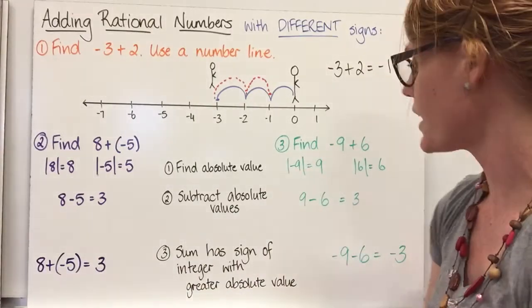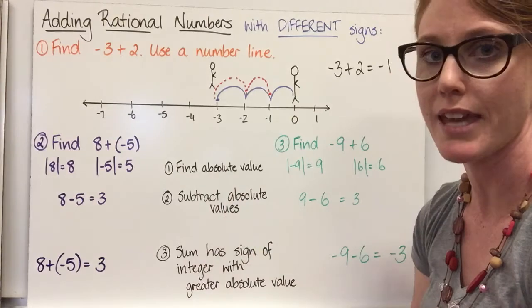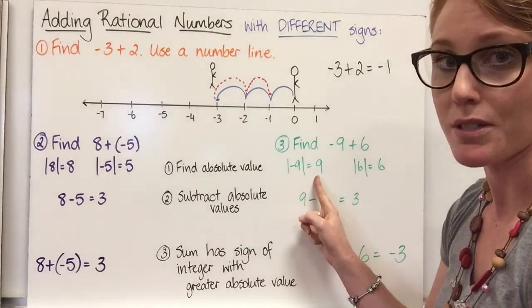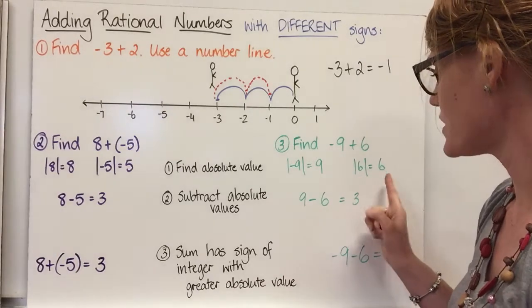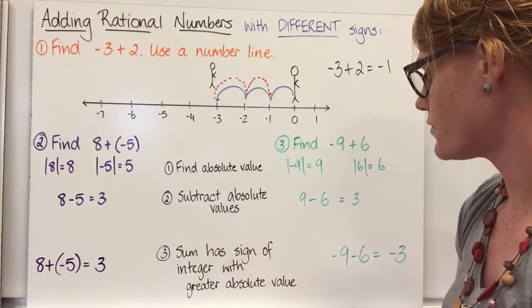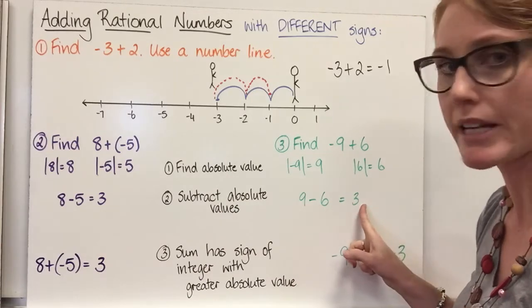Similarly, over here we have find -9 plus 6. So first we're going to find the absolute value. The absolute value of -9 equals 9. The absolute value of 6 gives us 6. So we're going to subtract those absolute values. 9 subtract 6 gives us 3.